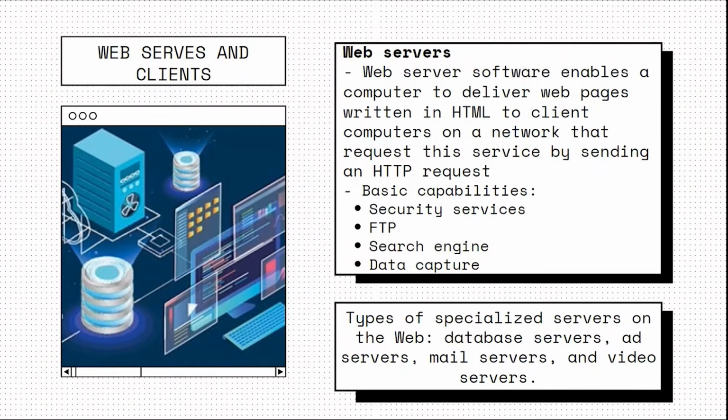Search engines enable users to search the entire web for particular documents. Data capture, capturing information on who has visited a site, how long the user stayed there, the date and time of each visit, and which specific pages on the server were accessed. There are some types of specialized servers on the web: database, app, mail, and video servers.